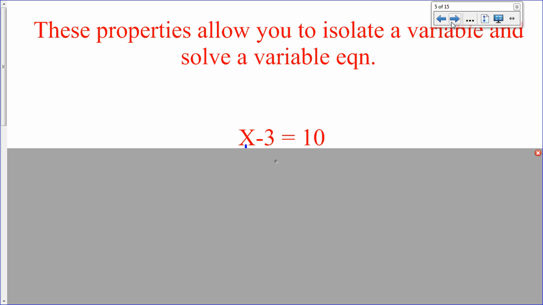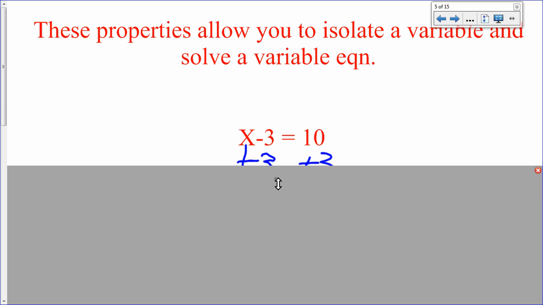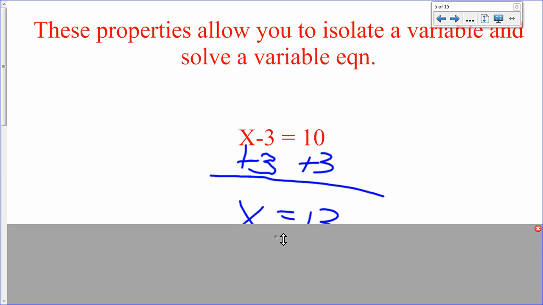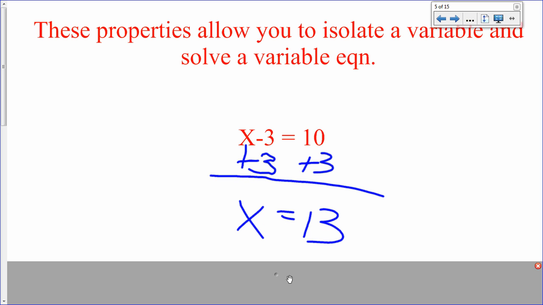These properties allow us to isolate a variable and solve an equation. So here we have x minus 3 equals 10. In order to get x by itself, we're going to add 3 to both sides. And x is equal to 13. And this would be what property? The additive property of equality.